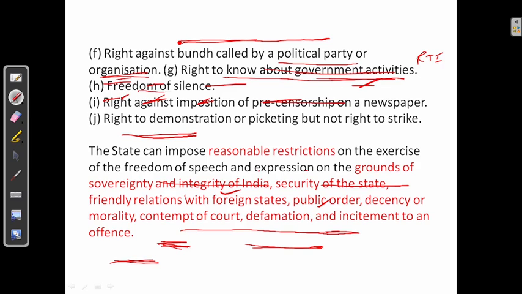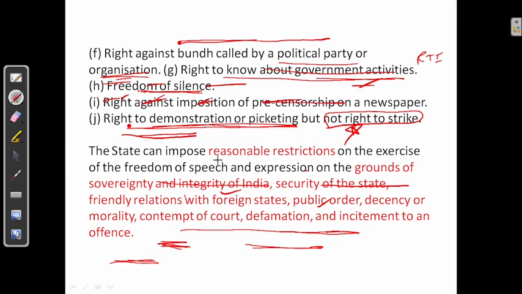Next, freedom of silence, and right against imposition of pre-censorship on newspapers. Right to demonstration or picketing, but not the right to strike. You can come out of work if you didn't like it, but you don't have the right to strike. All these are held by the Supreme Court under freedom of speech and expression.